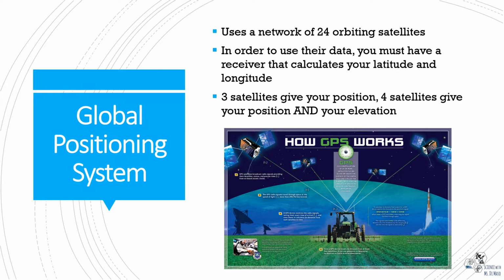So often it's a network of 24 orbiting satellites, and to use their data you have to have a special receiver, and normally now that's in our phone. So it's going to calculate our position and our elevation, so it can say where we are and how high we are on the Earth.